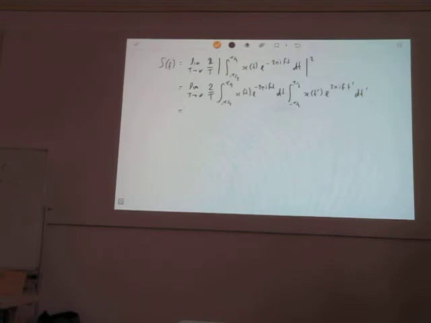Which you can then introduce a new time, t equals t prime plus tau, and then rewrite this thing.